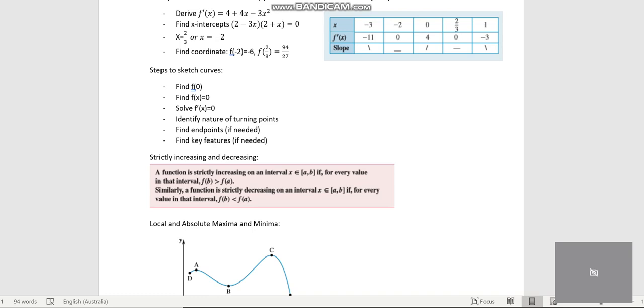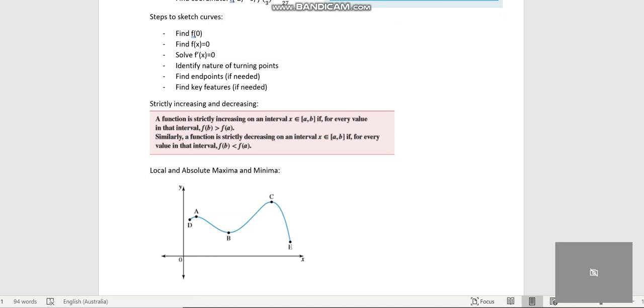What's the best way to describe this? Looking at the image at the bottom, it would be strictly increasing between D and A and between B and C, and strictly decreasing between A and B and between C and E. I hope that makes sense. It's just asking for when the function has an increasing or decreasing gradient.